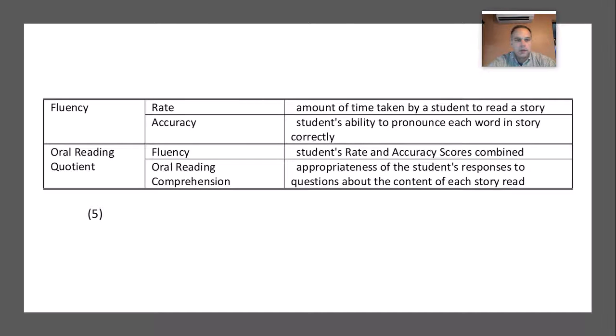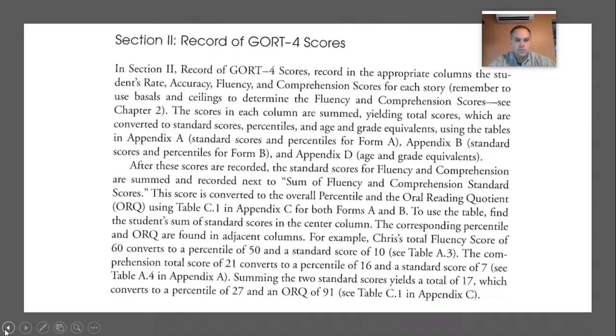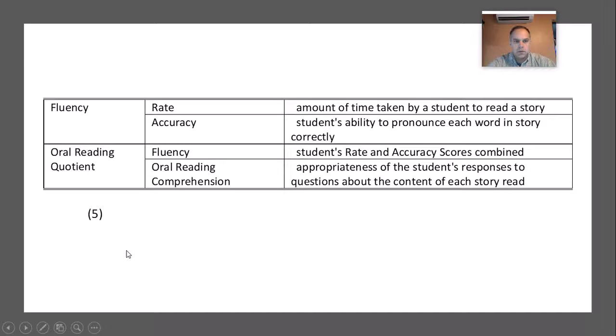All right, I'm back. To continue where we left off, so again, you've seen this table, rate and accuracy becomes fluency, fluency and oral reading comprehension become the oral reading quotient, all described with raw scores, standard scores, percentiles, age and grade equivalents.